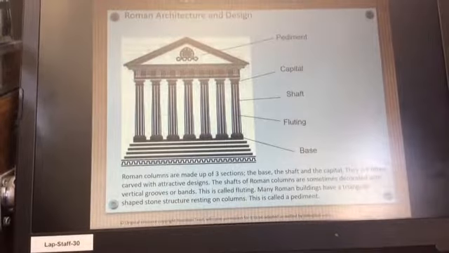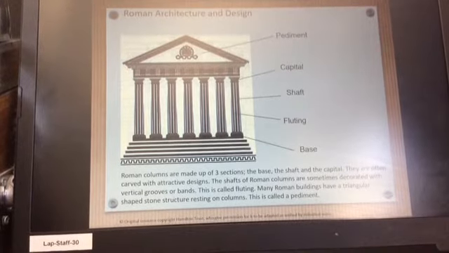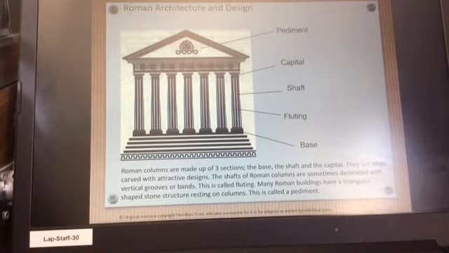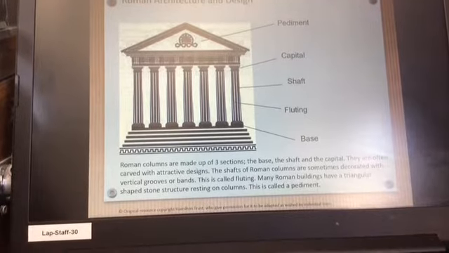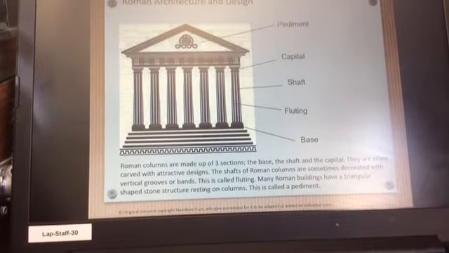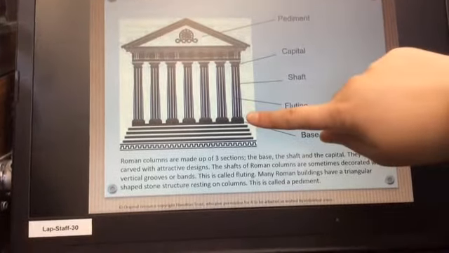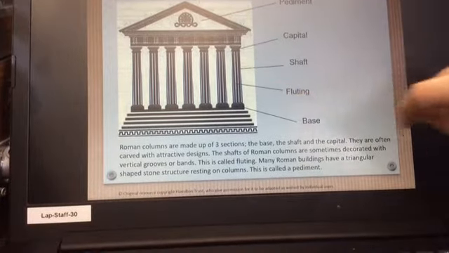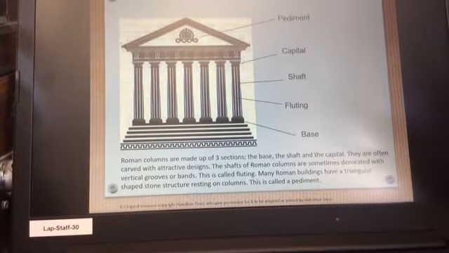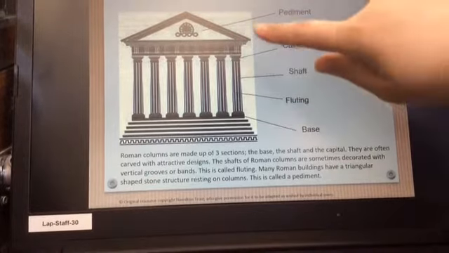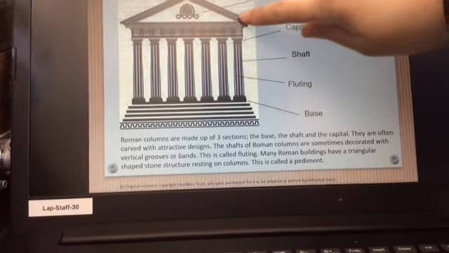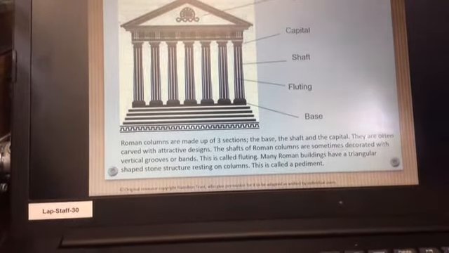Let's look at a simpler picture and model of some of those Roman architecture building designs. As you can see from this picture, the Roman columns are made up of three sections. We've got the base at the bottom, the shaft, which can have fluting on it, which gives it a bit more decoration. Then we have the capital at the top.